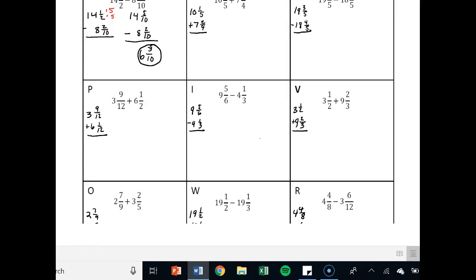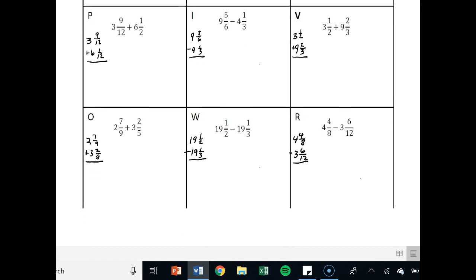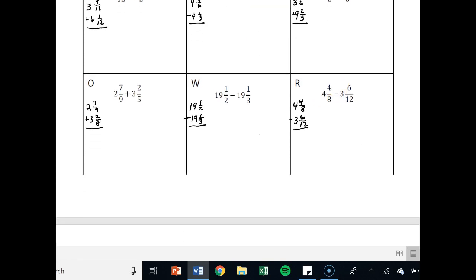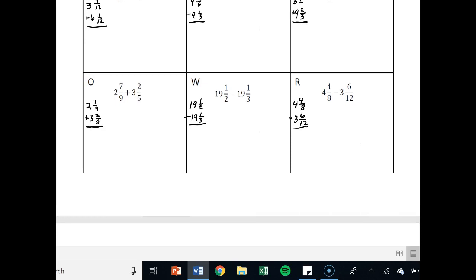All right, let's do one more. 4 4/8 minus 3 6/12. So 8 12, the common denominator is 24. Times 3, times 3, times 2, times 2, because I'm trying to make my denominators 24. Right? So it's 4 12 24ths. Sorry, messed that up. 4 12 24ths minus 3 12 24ths.